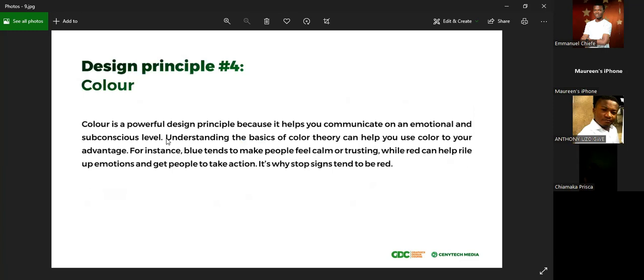Color is one of the most important things. Color is a powerful design principle because it helps you communicate on an emotional and subconscious level. Understanding the basis of color theory can help you use color to your advantage. For instance, let's say blue tends to make people feel calm or trusting, while red can help to ramp up emotions and get people to take action. That's why you see stop signs tend to be red.